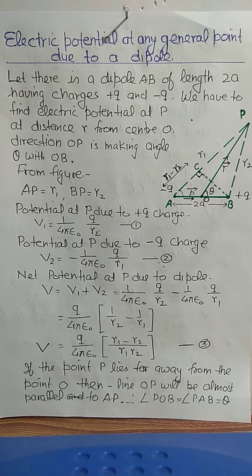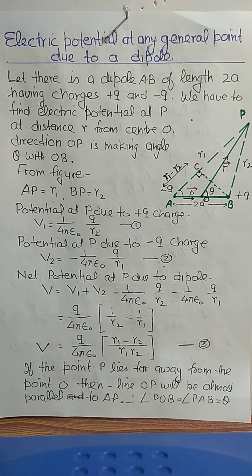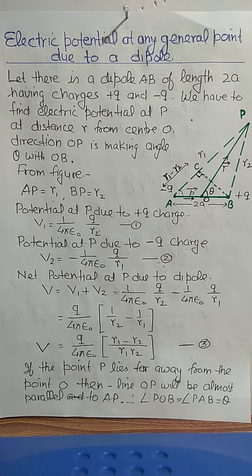Students, since potential is a scalar quantity, we will find the potential at point P due to the plus q charge and due to the minus q charge. As shown in the figure, the distance AP is R1 and the distance BP is R2. And the distance OP is R.